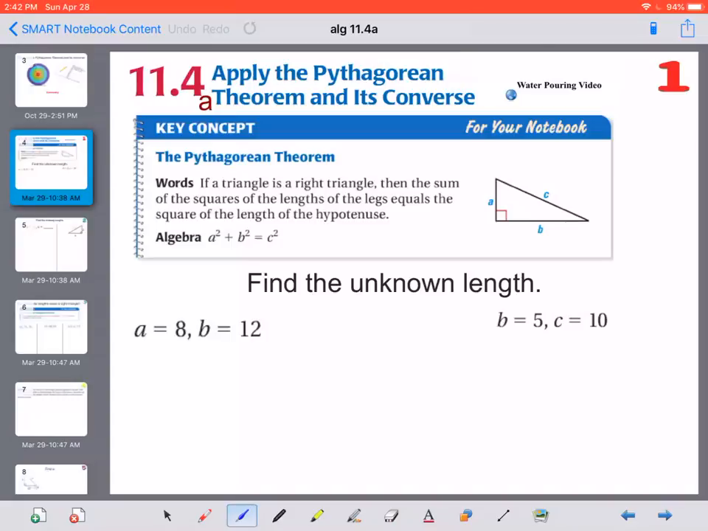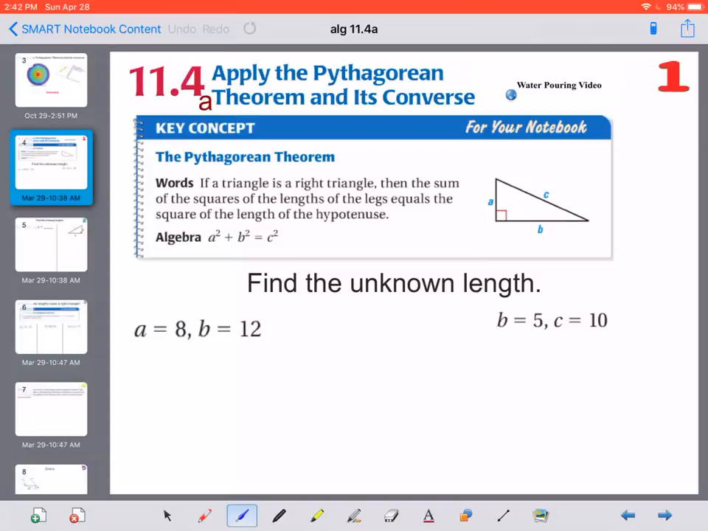Morning, everyone. Today we are continuing Chapter 11. I know we've had a little bit of a break between lessons with the MCA test, but today we're going to jump back in with Pythagorean Theorem. I know we've talked about this a little bit when we were reviewing for the MCA.